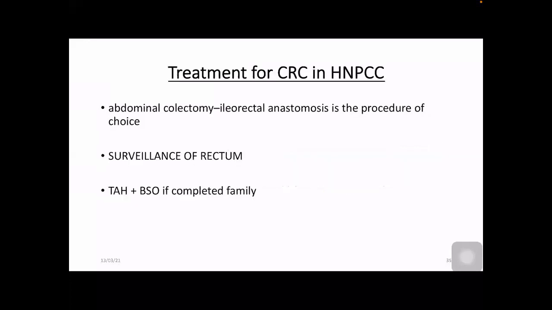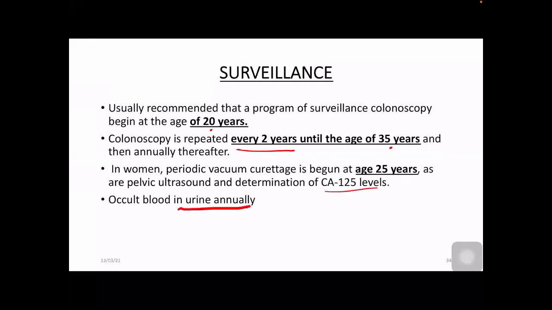Fine. So in FAP patients, you have to start colonoscopy at 10 to 12 years of age, and then you can repeat the colonoscopy at an interval of 3 to 5 years because tumor progression is slow in FAP. If there is no tumor on colonoscopy, you can repeat at a much wider interval. Whereas in HNPCC, you start the colonoscopy at 20 years. Since the tumor progression is very rapid here, you have to repeat colonoscopy at very short intervals, every 2 years, until the age of 35 years.